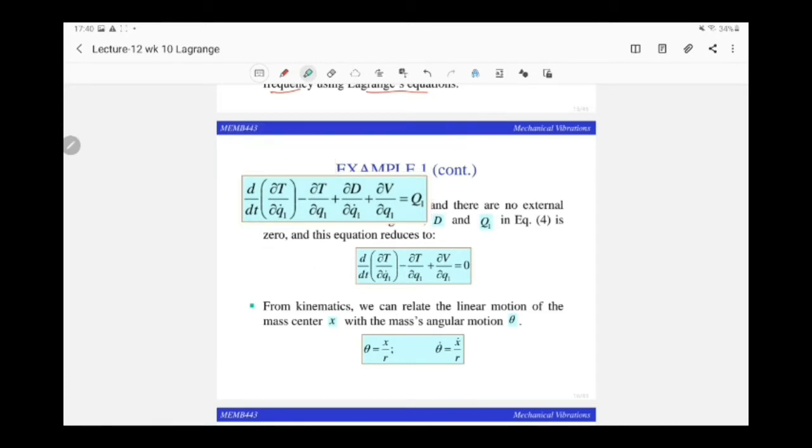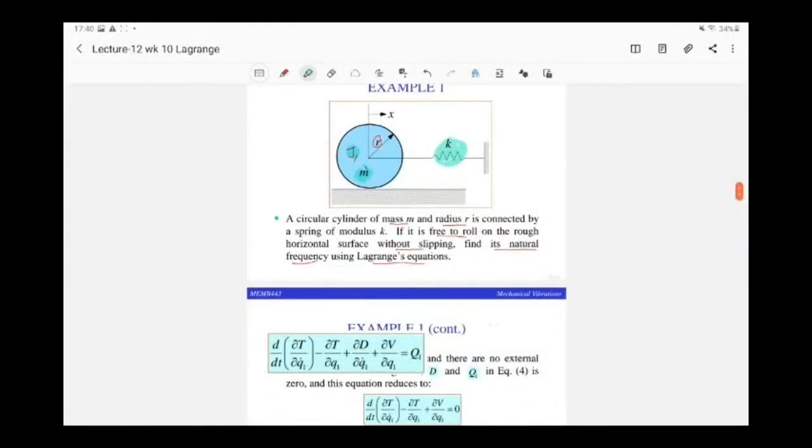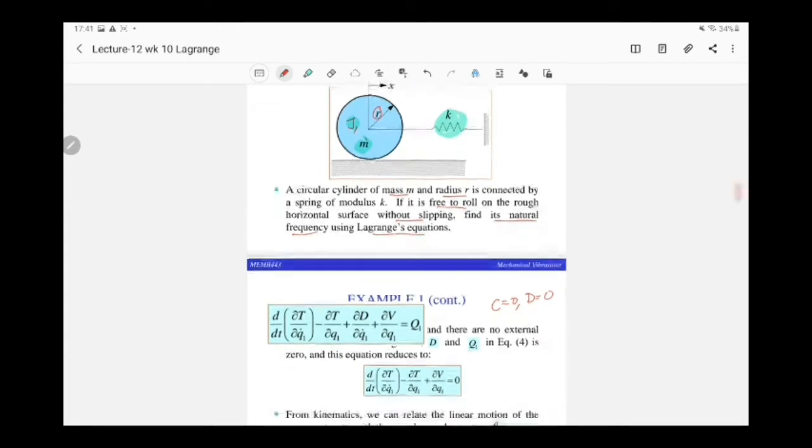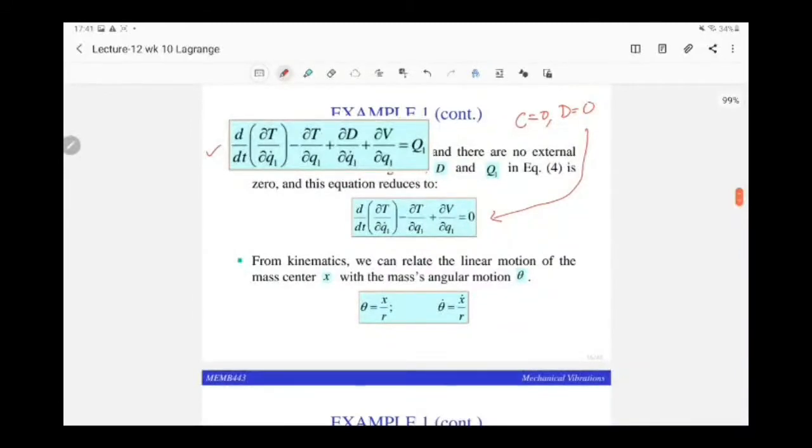Basically, if you look at this system, you do not have any damper. So your C here is 0, which means your D is equal to 0, meaning no Rayleigh dissipation function. You just have the cylinder, which has J, M, and then you have your K. So when you look at this equation, the D expression is gone, because D is equal to 0. So you have this simplified version.